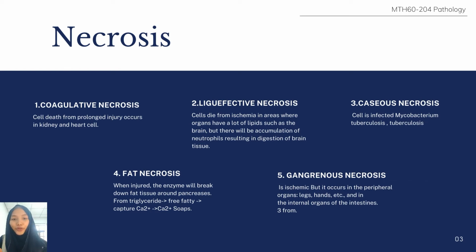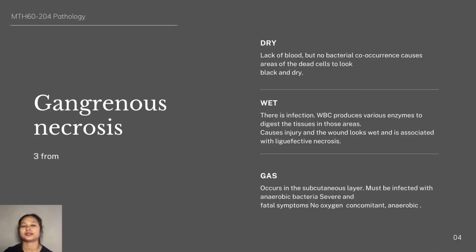in that area. Gangrenous necrosis is the fifth type, mixed, and it occurs in the peripheral organs such as the left hand and the internal organs such as the intestines. There are three forms of gangrenous necrosis. Number 1, dry gangrene, with no bacteria, coagulative necrosis causes the area of dead cells to look black and dry.